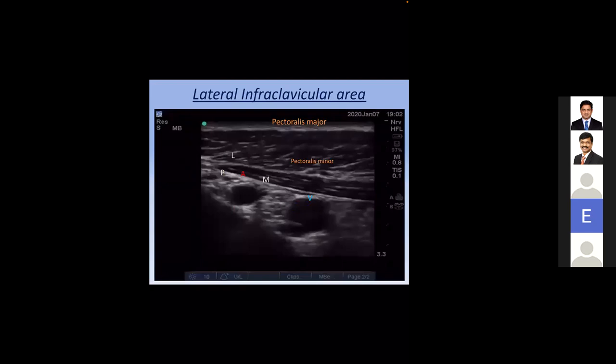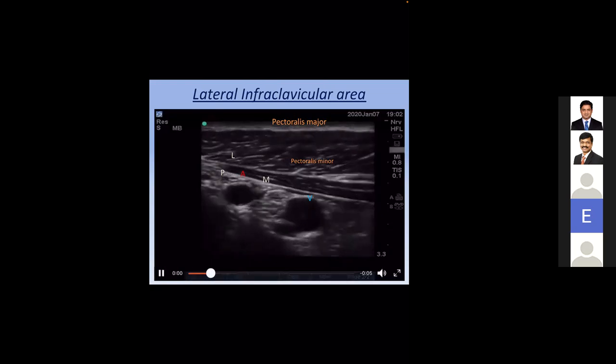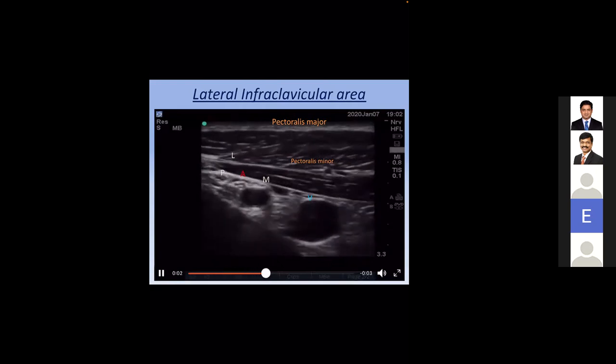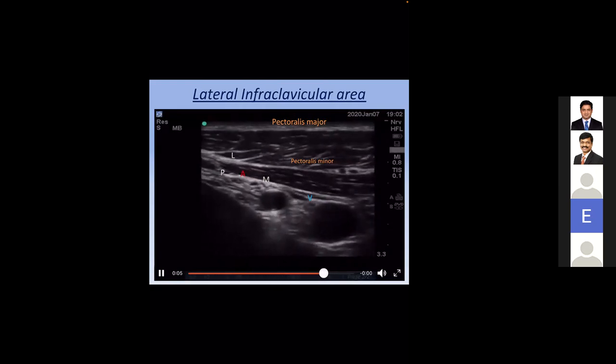Next is the classical infraclavicular view, the sonoanatomy of the view. Here you can see the second part of the axillary artery and the vein. Here from superficial to deep: pectoralis major, pectoralis minor, and the second part of the axillary artery and the cords surrounding that.